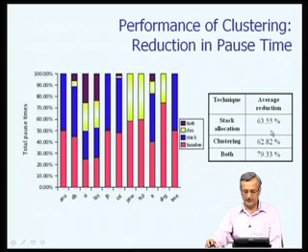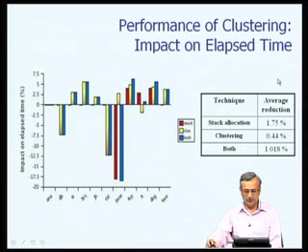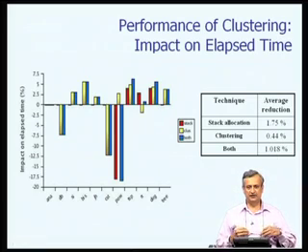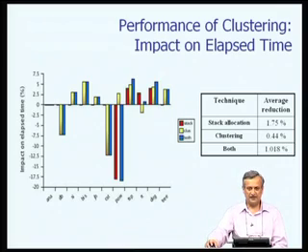Stack allocation itself reduces it by 63%, clustering reduces it by 62%, and both of them together reduce it by about 79% on the average. Now the impact on elapsed time: with stack allocation the average reduction in elapsed time is about 1.75%, with clustering it is just 0.44%, and if we deploy both, then the average reduction is 1%. So, in other words, there is not much impact on the elapsed time just because of clustering. It is the pause time and the number of collections that really reduce.